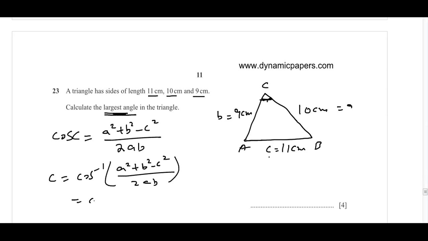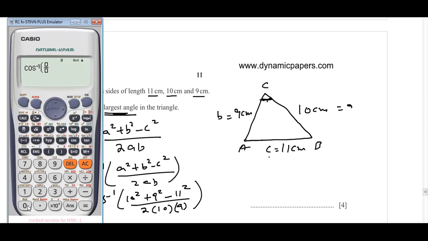Okay, put the values now and calculate. What is a? 10, so 10 squared plus b is 9, 9 squared minus c is 11 squared, over 2 into a which is 10 into b which is 9. So calculate it. Cos inverse of (10 squared plus 9 squared minus 11 squared) divided by 2 into 10 into 9. So 1.23.